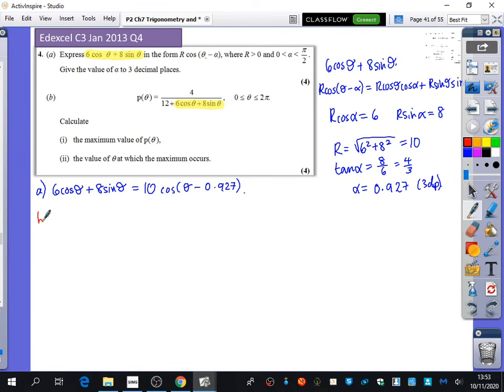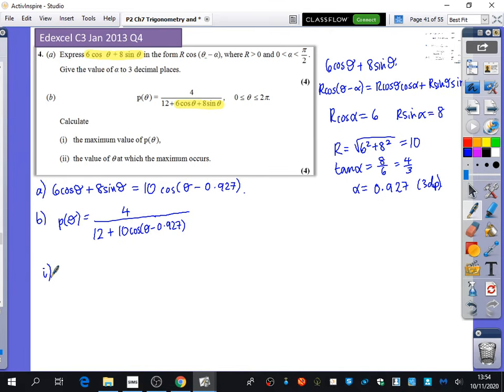So what I think is going to be a sensible thing to do here is to take this function, which is p of theta, and to rewrite p of theta. So it's going to be 4 over 12 plus, well, I'm not going to write this yellow bit anymore. I'm actually going to write the thing that it's equivalent to, which is 10 cos of theta minus 0.927. And the first thing that we want to do is to find the maximum value of this.